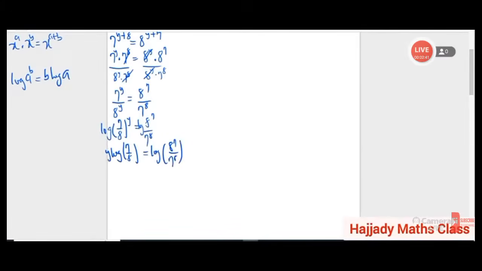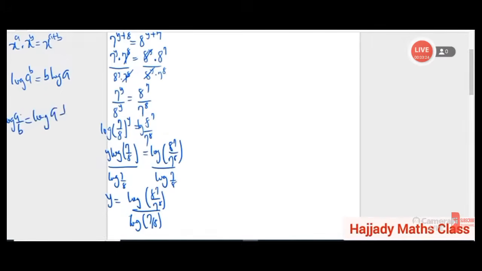Now, I can make y subject of the formula from this. So dividing both sides by log 7 over 8, at the left hand side here, I'm going to have y equals log 8 raised to power 7 over 7 raised to power 8 divided by log 7 over 8. So I'm going to use another law of logarithm that says that log a divided by b is the same thing as log a minus log b.